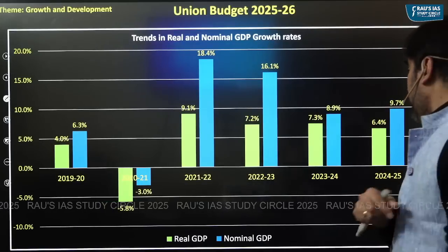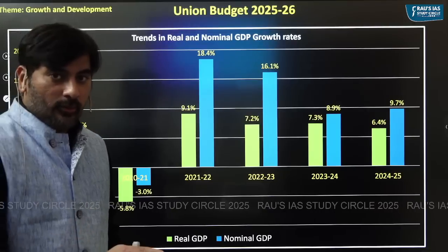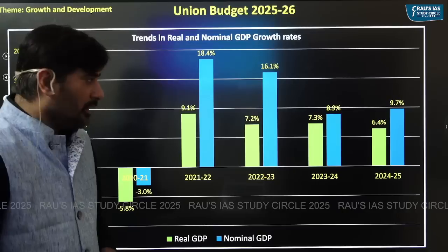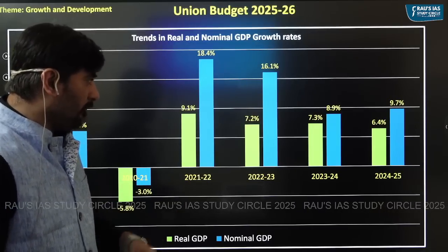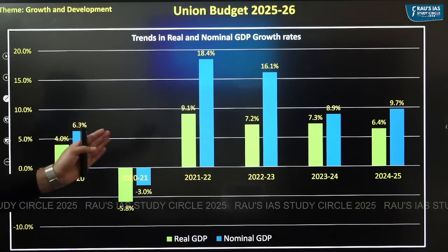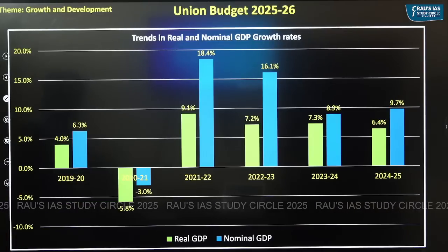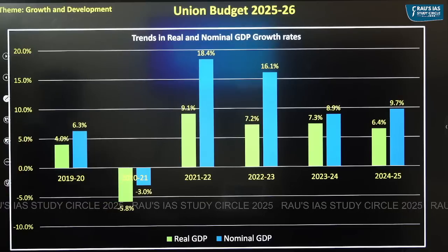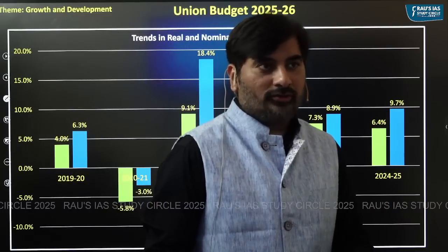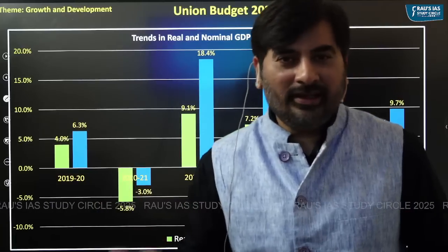And if you look at the GDP growth rate for the year 24-25, NSO says the real GDP is expected to grow at 6.4 and nominal GDP at 9.7. And please observe the general trends. In the GDP growth rate, you don't see a particular trend of consistent increase or consistent decrease, which I would say is good for you because you don't have to mug up whether they are consistently increasing or decreasing. Overall GDP growth rate has been fluctuating.